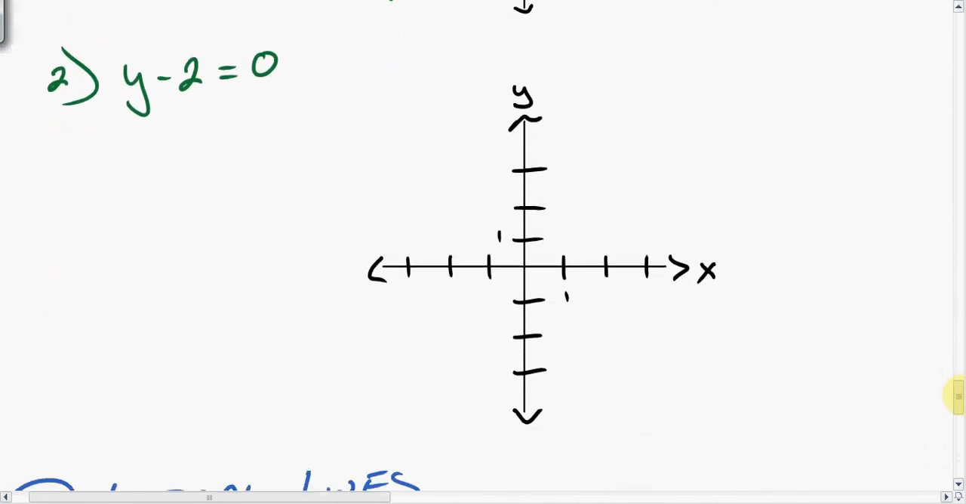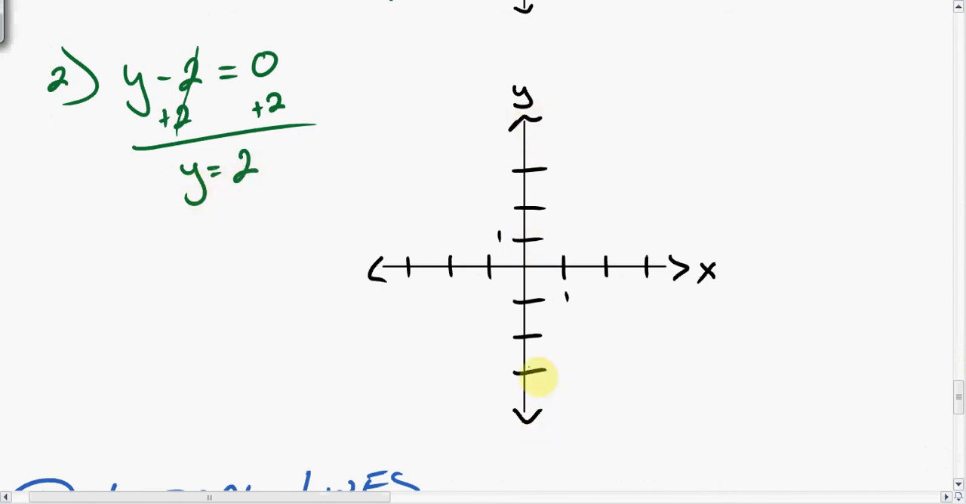Second problem, we've got y minus 2 equals 0. So still just one variable, but now we've got two constants, -2 and 0. We want to combine our constants, combine our like terms. So I want to solve this equation for y. I'm going to add 2 to both sides. The 2's cancel, and I get y equals 0 plus 2, which is 2. So now I've got variable on one side, constant on the other. I see y equals 2.